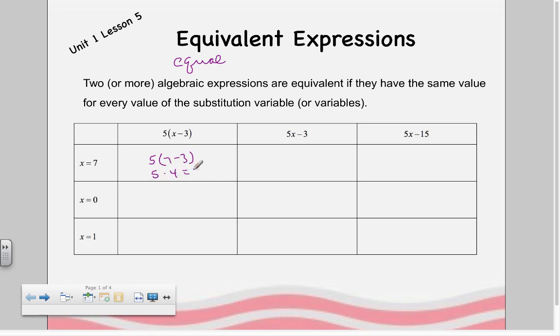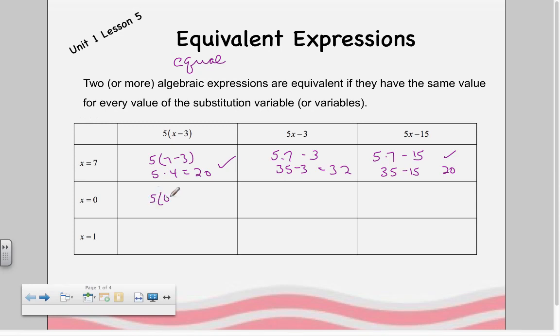All right, so this one comes out to be 20 when I put a 7 in. That's 35 minus 3, so that's 32. And this is 35 minus 15, and that's 20. Hey, so these two are the same. All right, let's put a 0 in there.